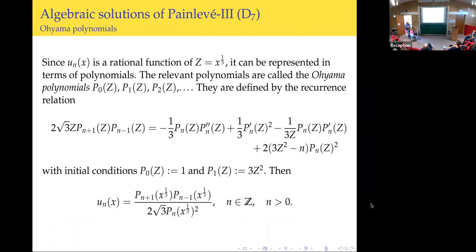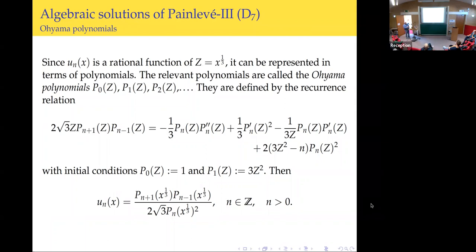So you start out with initial conditions. P0 is the constant function 1, P1 is 3z squared. And then this is the recurrence relation for the Pn's. So if you want Pn plus 1, what you have to do is divide through by 2√3z the Pn minus 1 on the right-hand side. And then you can calculate it.